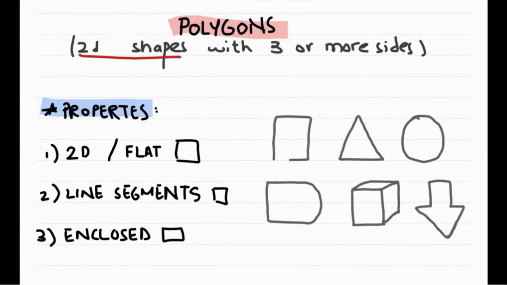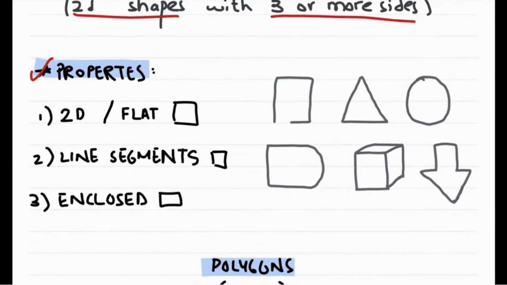Polygons are 2D shapes with 3 or more sides. Let's look at the properties of what makes a polygon a polygon. Number one, it should be a 2D shape, or we can say it should be a flat shape. The second one is that it should be made up of line segments. The key point here is that it shouldn't be made out of curved lines. It should be made out of simple straight lines.